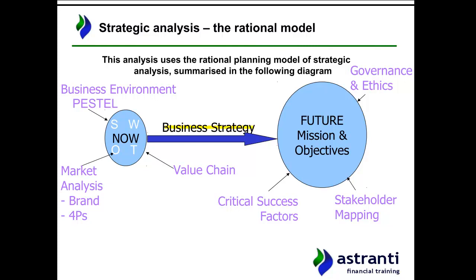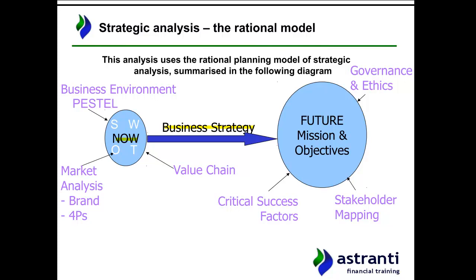Firstly, we need to look at where the company is now at the moment, its current position. And to do that, we'll be looking at these things in purple around here. So we look at the business environment by conducting a pestle analysis. We do a market analysis by looking at the brand and the 4 Ps of marketing. And we look at the value chain. And that gives us a good idea of where the company currently is.